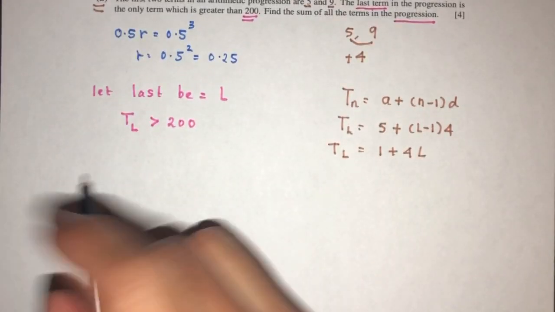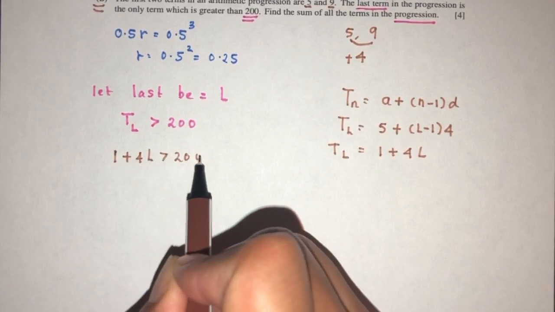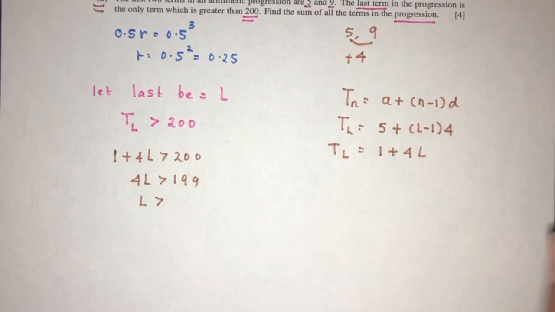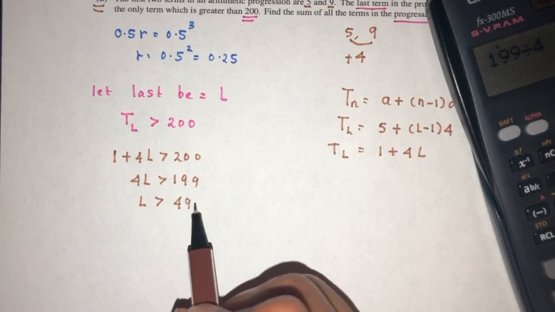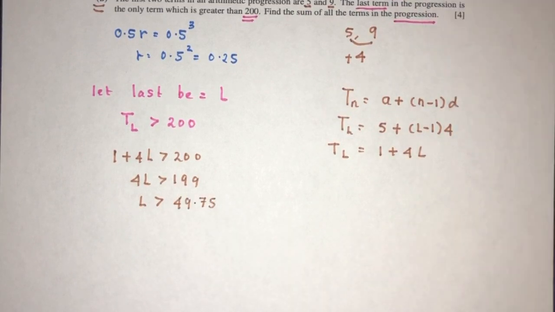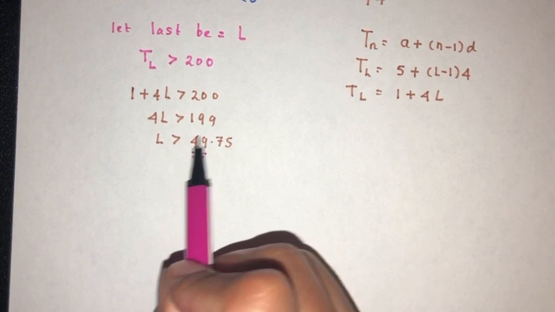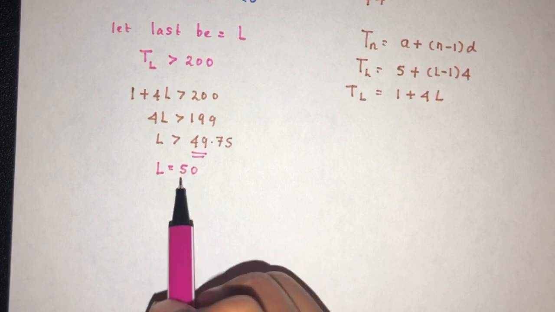As you can see, my last term has to be what? 1 plus 4L more than 200. So 4L has to be more than 199. L has to be more than 49.75. So the last term has to be at least more than 49. The next integer after this number should be L, should be 50. If that makes sense, right?